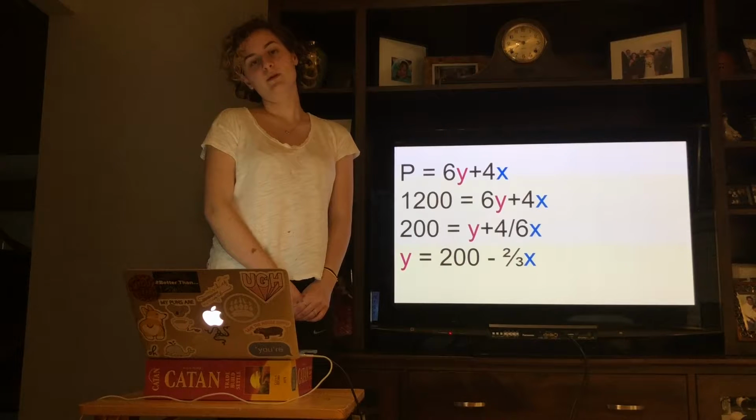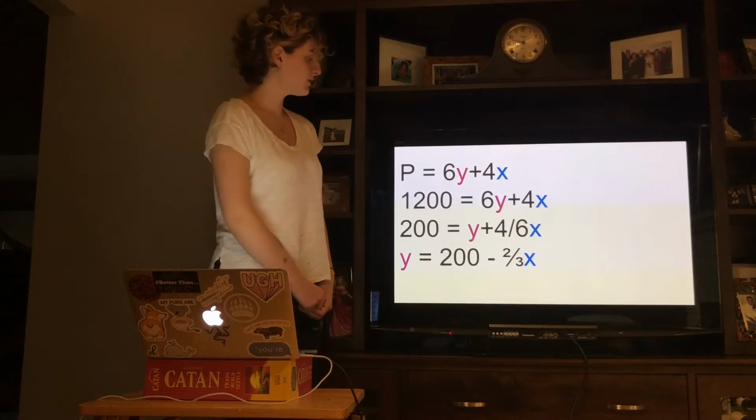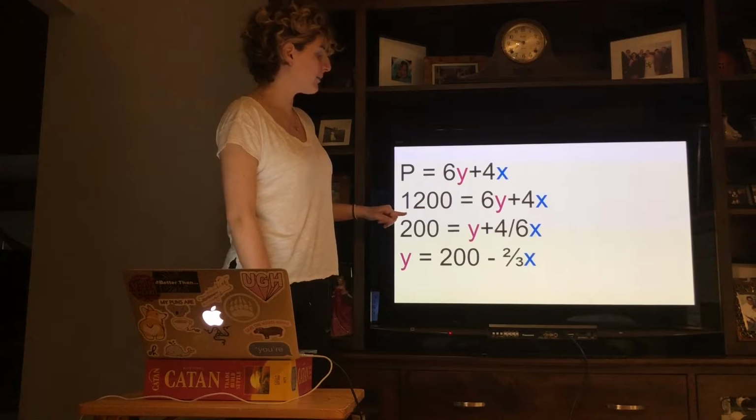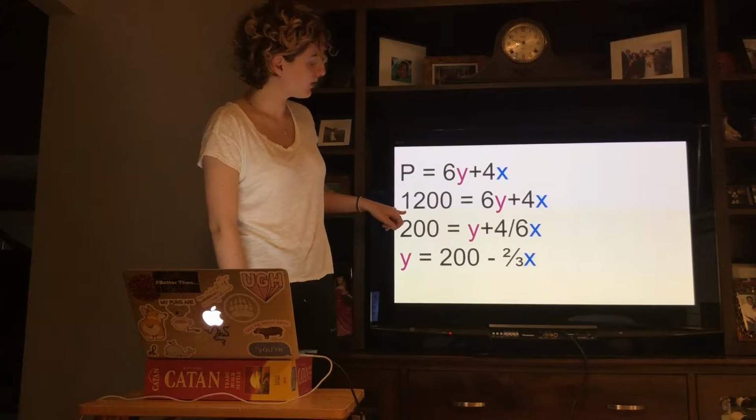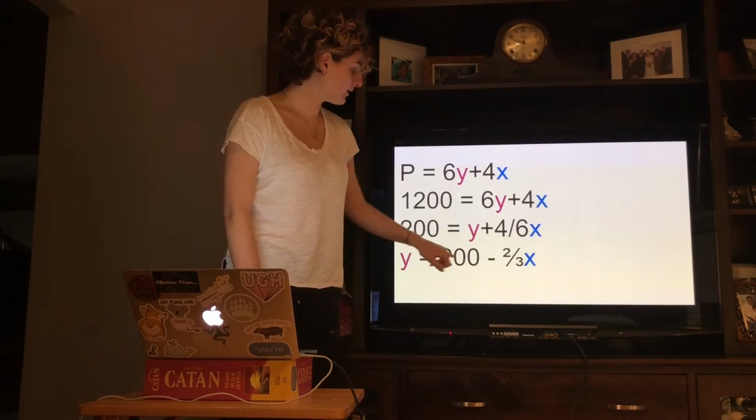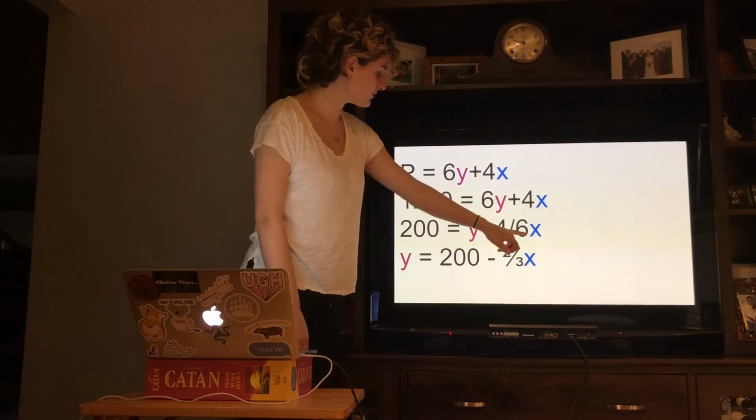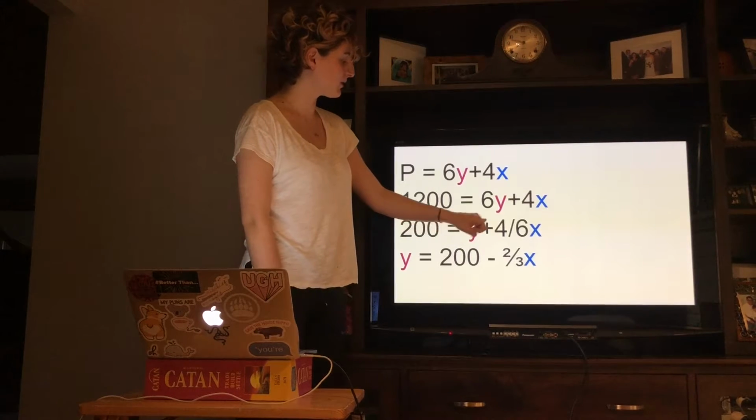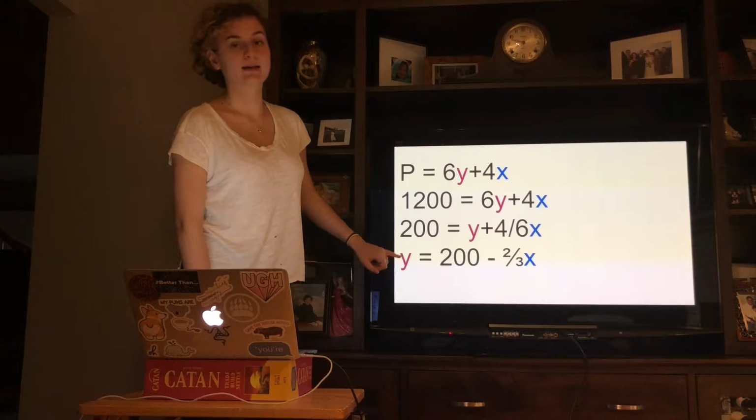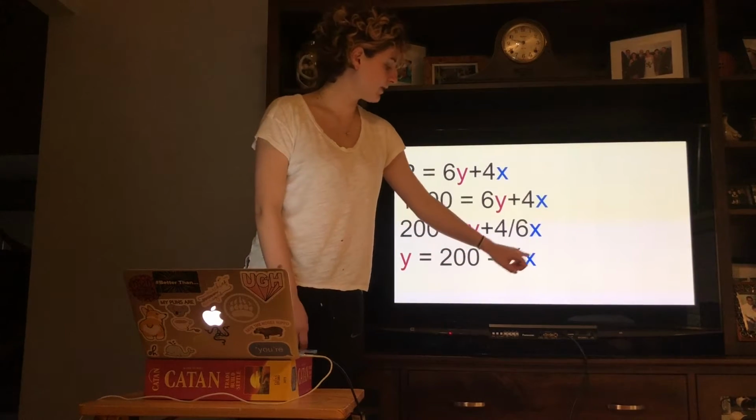Next, we will set y equal to an x equation in order to get a single variable. So, perimeter, as we know, is 6y plus 4x. If we set this to the amount of perimeter that we know that we have, we can then solve out to have y equal to an x equation. First, divide the entire equation by 6 to give us 200 equals y plus 4 over 6x. Next, we rearrange to get y by itself. So, y ends up being equal to 200 minus 2 over 3x.